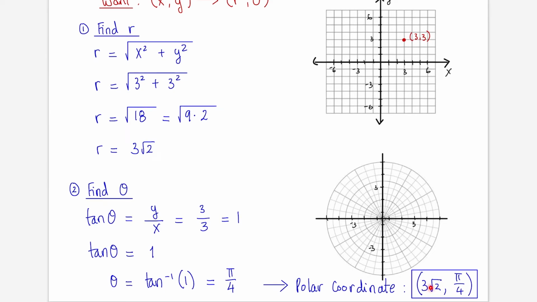Three root 2 is about 4.2. If I put that into a calculator, 4.2 is somewhere here. And I will rotate it pi over 4 in the counterclockwise direction. Pi over 4 is half of pi over 2. So I will rotate it to here. This point is the point 3 root 2, pi over 4.